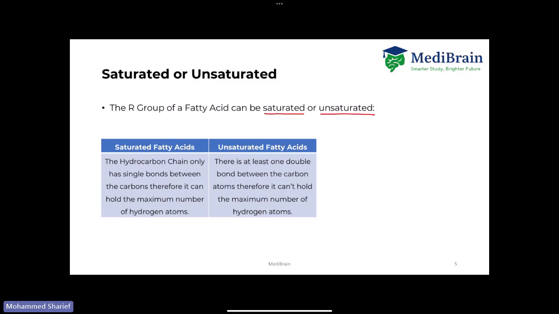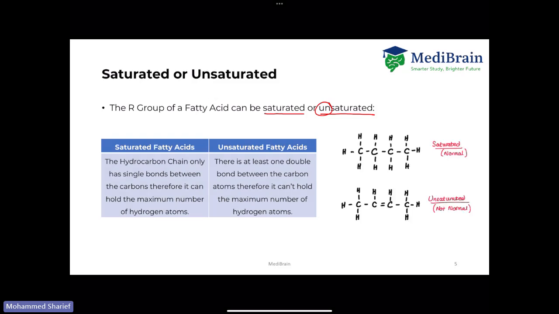Unsaturated means that it's not normal because it has this dodgy "un" before it. When you have a saturated fatty acid, now if you do chemistry this will make more sense, there are only single bonds present between the carbons, and therefore it can hold the maximum number of hydrogen atoms.